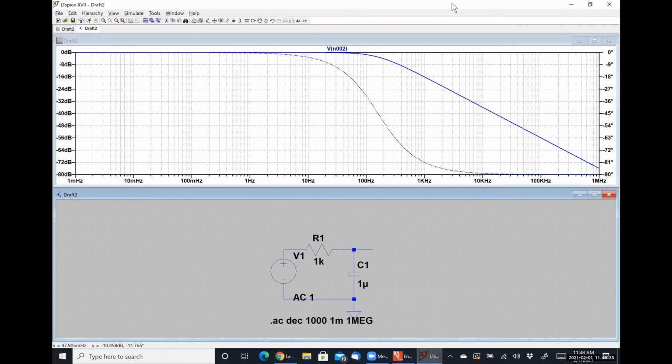So let's move this guy out of the way. 1 kilohertz certainly seems reasonable, except that it's looking like I'm getting minus 16 dB. I did say 1K and 1 micro, right? Well, let's just play around with things and look at what's going on. Distinct possibility I've made a simple mistake somewhere.